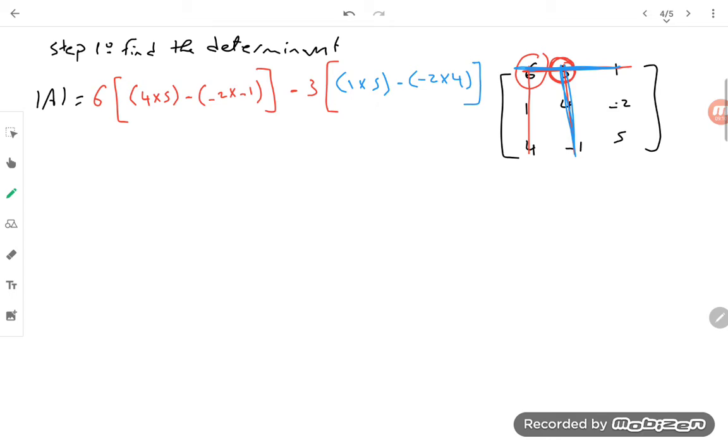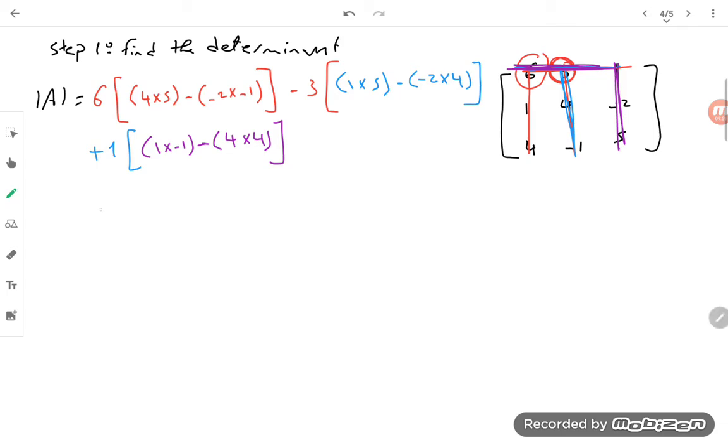Then we are going to move to the third one. It will be plus 1 multiplied by, now we are going to cancel this column and this row. So it will be 1 multiplied by negative 1 minus 4 multiplied by 4. So this is the determinant in case of a 3 by 3 matrix.